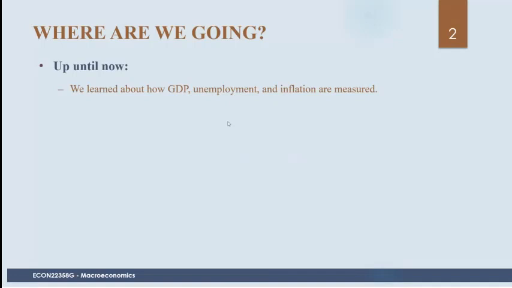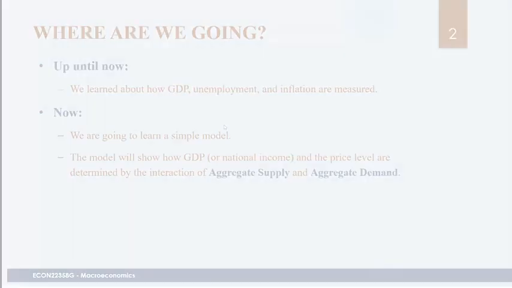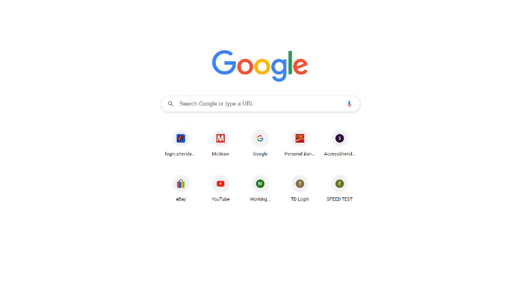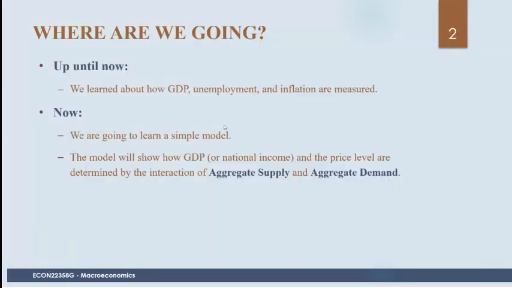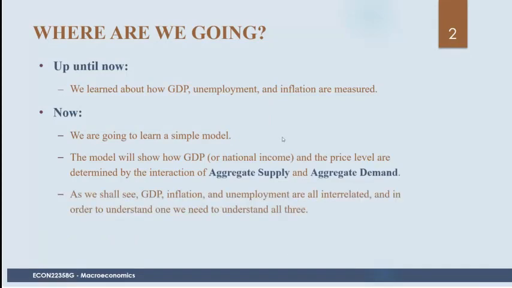We learned about how they're measured, but now we're going to learn a simple model where we actually determine these levels within a model. So the model will show how GDP, or national income, and the price level are determined by the interaction of aggregate demand and supply. And we'll see that these three things are very interrelated, and in order to understand one, you need to understand all three. The model will help with that.